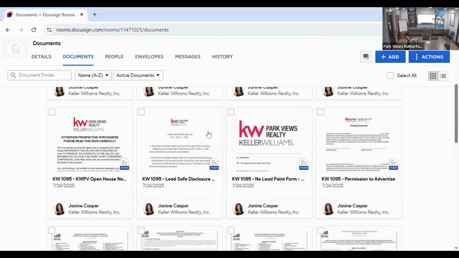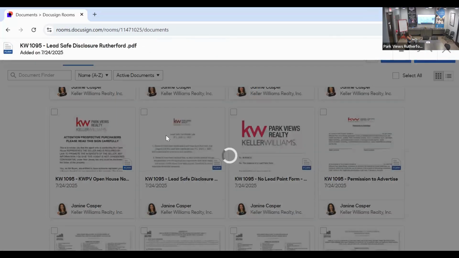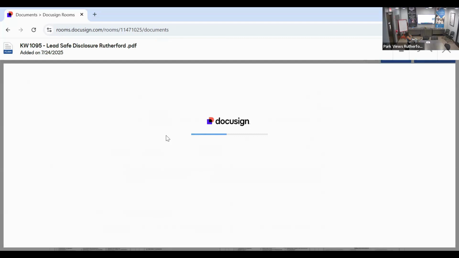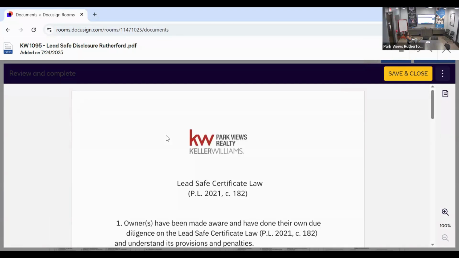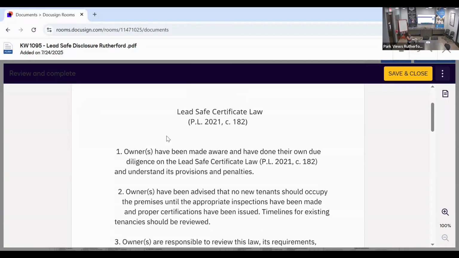What else do we have here? Lead safe disclosure. For any house built prior to 78, we all know that the towns have a lead paint law that has to be inspected by the landlord. This document you send out when you send your listing out to the landlords, letting them know about the law.